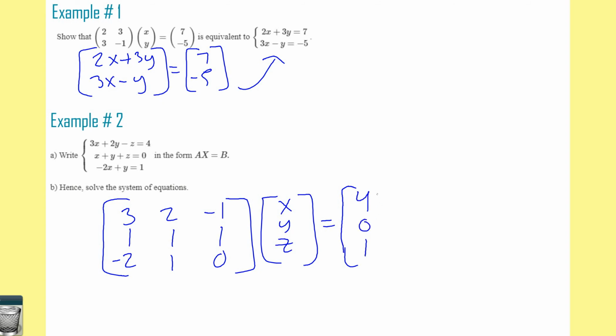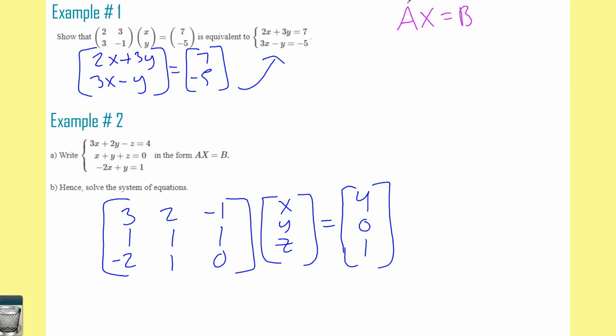4, 0, and 1. So if we want to get our variables by themselves, we think about what we need to do here. We have A times X equals B. That's how they wrote it over here. So these are matrices. I want to get rid of A. Well, I can't divide by A. I haven't taught you how to divide by a matrix. That's not a thing. But we can multiply matrices.